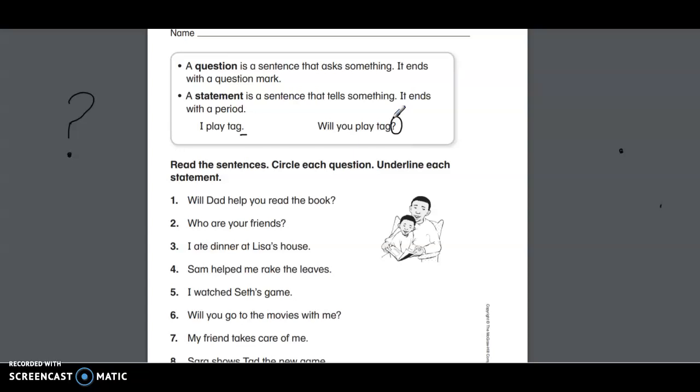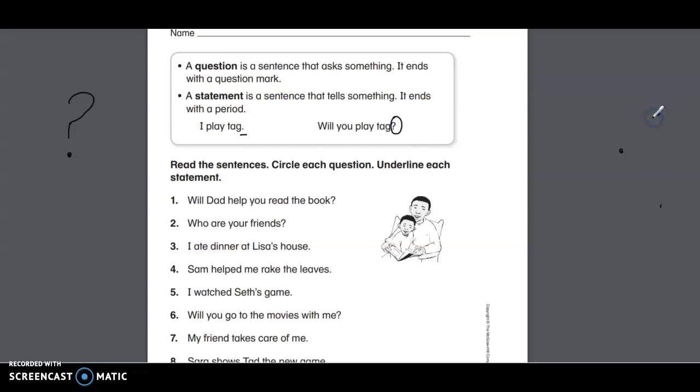Read the sentences, circle each question, underline each statement. Okay? That is what we are going to do on this page. We are going to read all of these sentences, and we're going to decide, is this a question or a statement? If it's a question, you're going to circle it. If it's a statement, we're just going to underline it. Does that make sense? Okay. Before we start this, though, I think I am going to see if we can play a game for review, and then we'll start this.